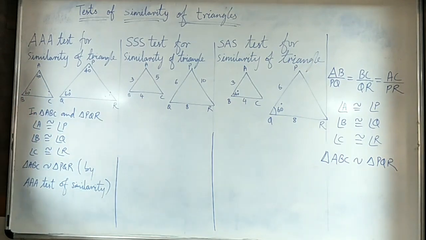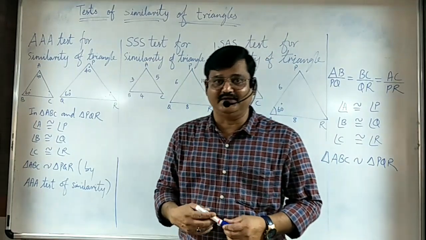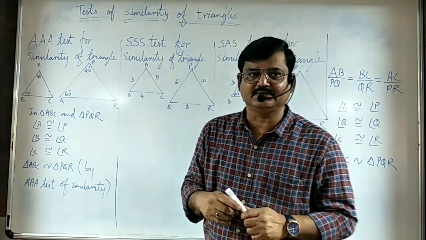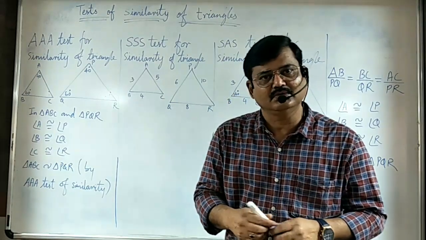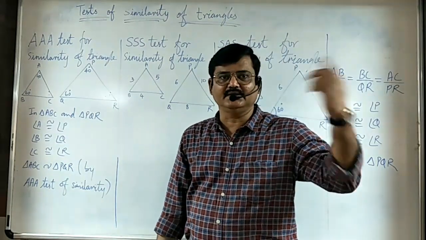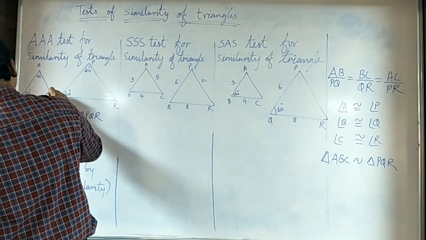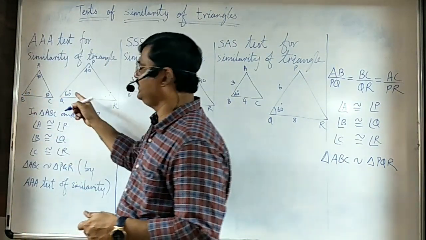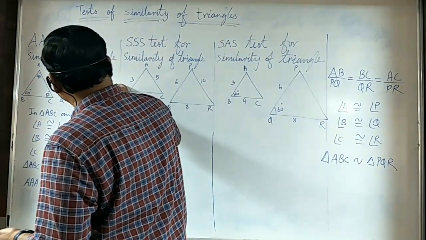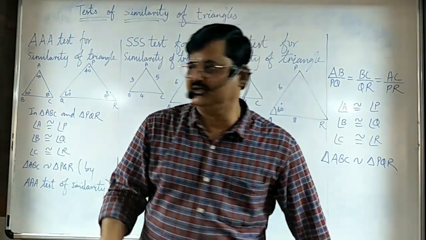It is understood. You have done in your 9th standard one property: the sum of the measures of all the angles of a triangle is equal to 180 degrees. Do you remember that property? Yes or no? In this case, 40 plus 60 is 100. 180 minus 100 you are getting 80. So naturally the third angle has to be 80. So it is not necessary that you have to go for all the three angles.